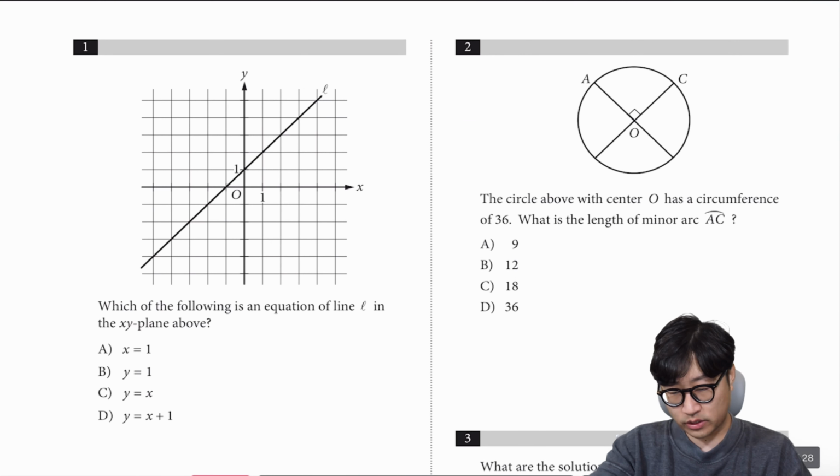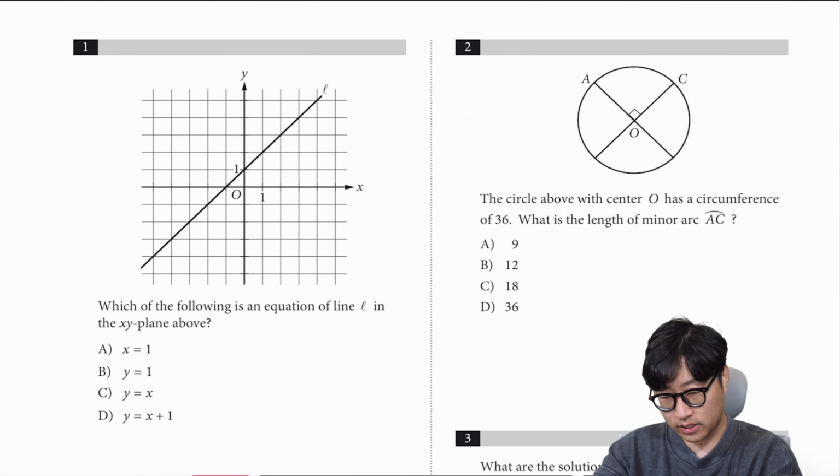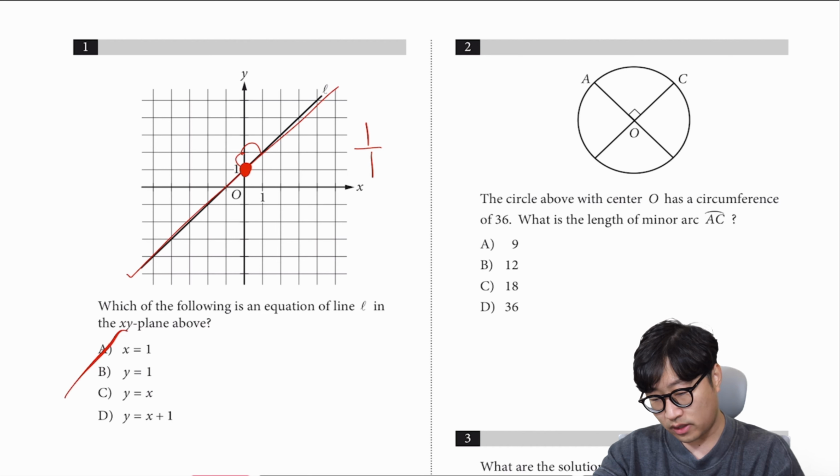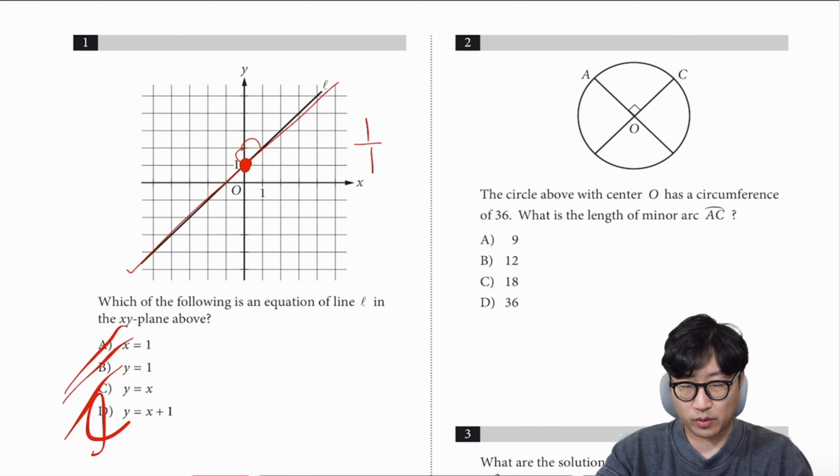Which of the following is an equation of a line? Well, this is a linear equation with a y-intercept of 1. And slope is rise over run, so 1 over 1. And the only thing that matches is choice D, slope of 1, y-intercept 1.